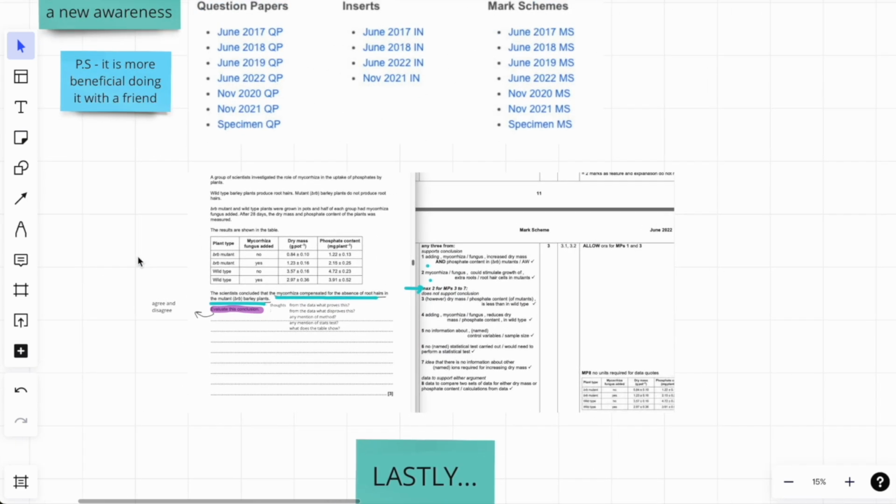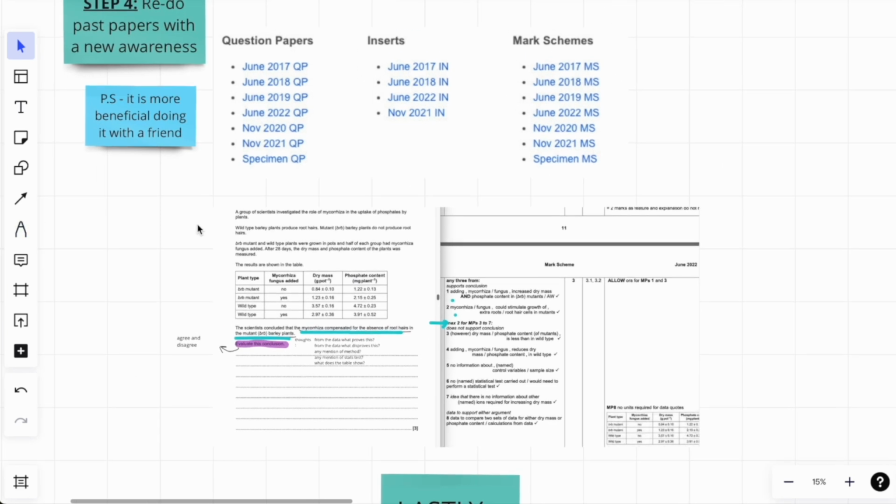And yeah, so you're going to do that for all the papers. And this step is quite beneficial when you do it with a friend as well, just like the two steps above step 4. Because if you do it with a friend, you can go through the question together, and of course, two minds are better than one. That person might know some tips that you didn't know, and they might know tips that you know, and you can share that knowledge.